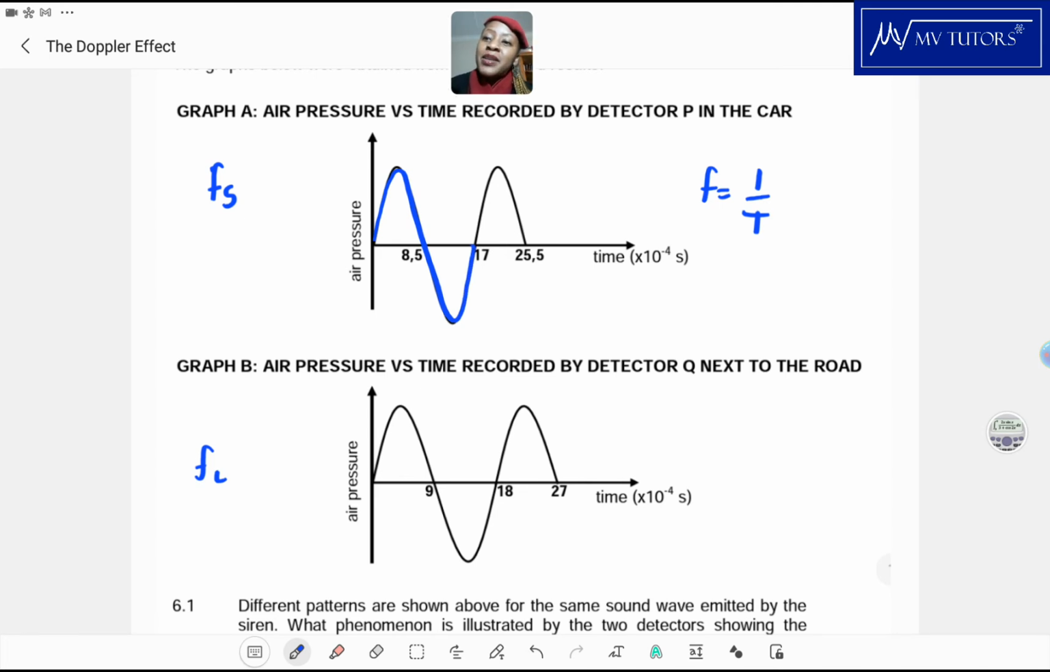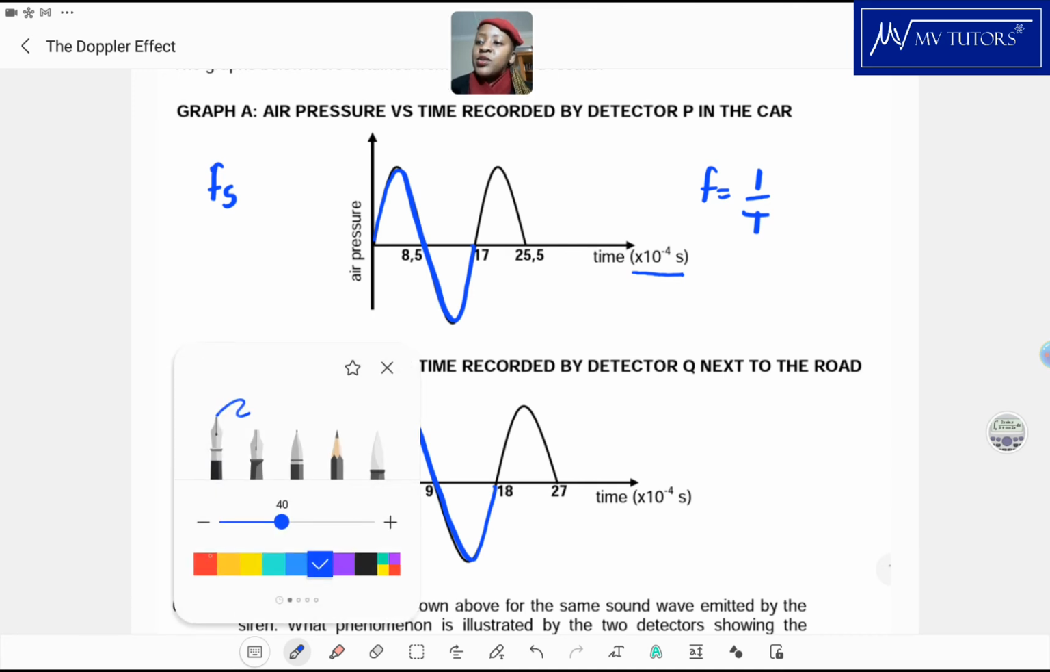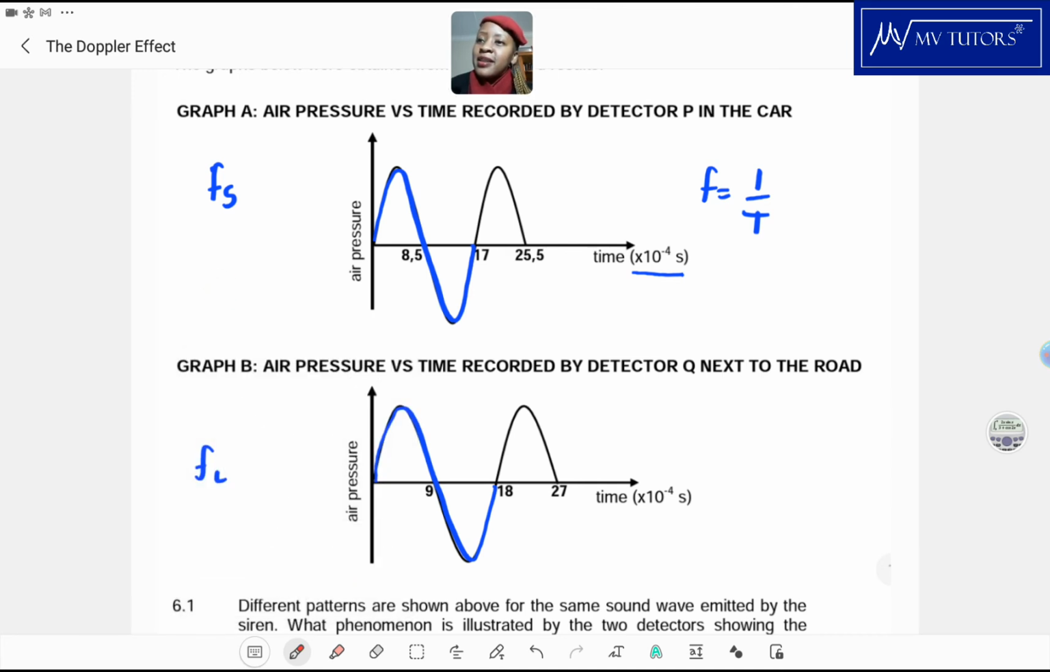Okay, and please be aware that the time is times 10 to the power minus 4 seconds. Again here you will get your period from this one full wavelength. If you wanted to use another full length, it would be from this side to that side. So you would say 25,5 minus 8,5. You're still going to get 17. Okay. So yeah. Now what are the questions saying?